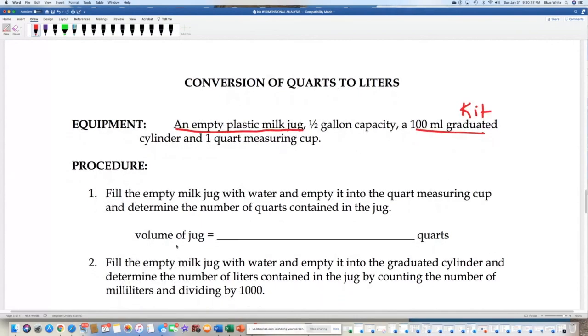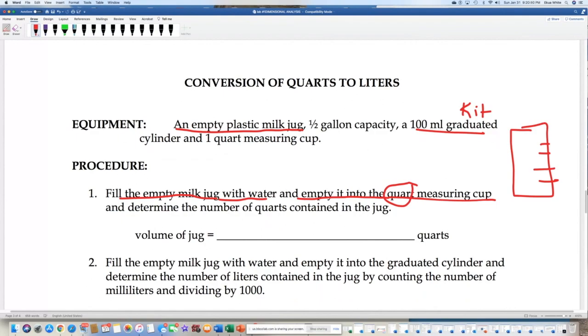Okay. So once it says fill the empty milk jug or the water thing with water and empty it into a quart measuring cup. If you have one of those measuring cups in the kitchen that look like a glass cup that measures quarts, it can be your water bottle. If you have a water bottle that has a little graduation, just empty the jug into the quart measurement. So it has to be some kind of container that measures quarts.